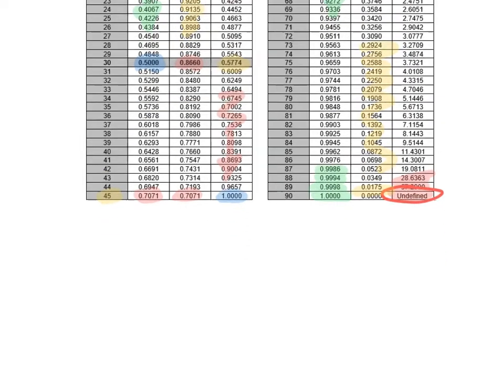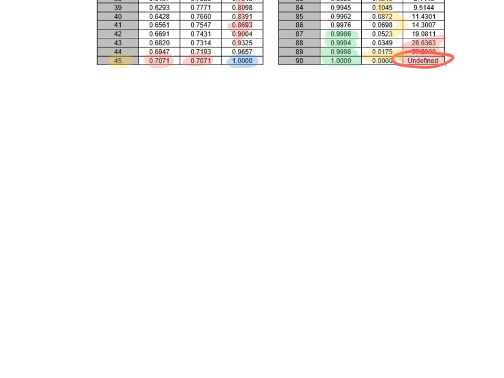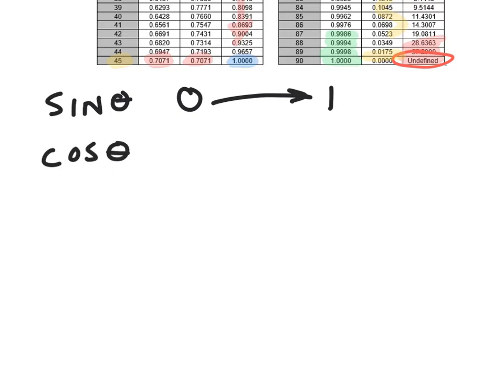Isn't that interesting? So what we're finding out is that sine values start at 0 and climb to 1. Cosine values start at 1 and decrease down to 0. Let's first start with why would these values only ever be between 0 and 1?